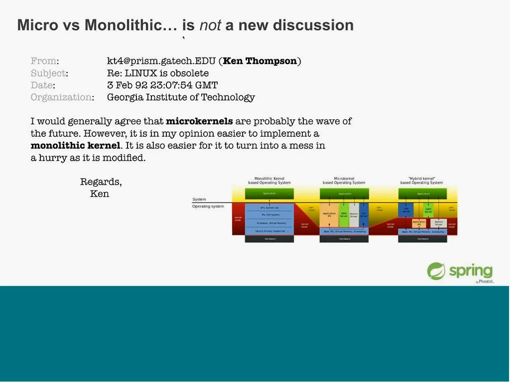However, it is, in my opinion, easier to implement a monolithic kernel. It is also easier for it to turn into a mess in a hurry as it is modified. And to that I say, right on, Ken, exactly. Way to see the future, way to peer 22 years into the void and understand the debate that we would be having right now at the distributed systems level.